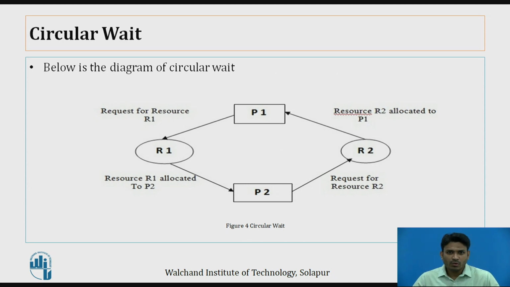Now look into this diagram. Again here we have P1 and P2 as the two processes, and R1 and R2 as the two resources. P1 is requesting R1 and resource R1 is allocated to P2, and P2 requests the resource R2 and R2 is allocated to P1. Now here it creates the circular chain. Now that's called circular wait.